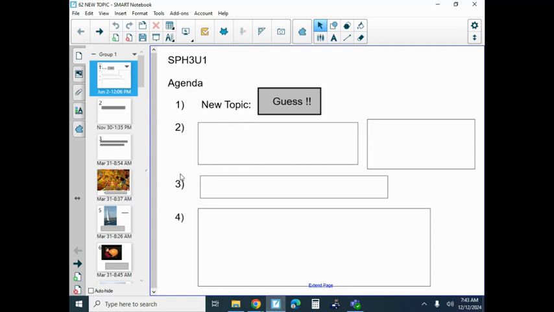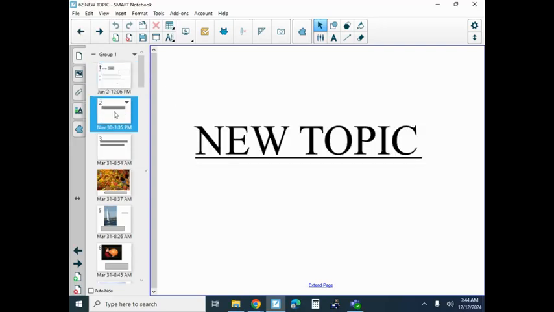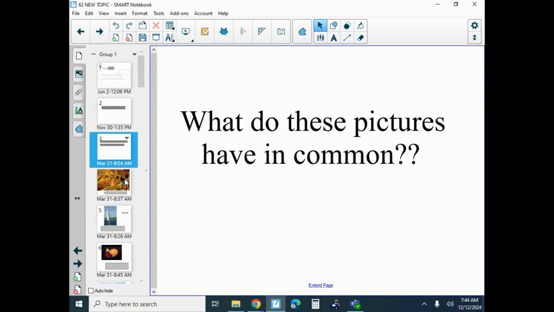Hey everyone. This next section is going to be part of the Force Dynamics unit, but it's a new enough topic and it's a little bit hard to describe until you learn more about it. And so we're going to play a little guessing game to help you understand the wide variety of types of this new topic. All right, so what do all these pictures have in common?